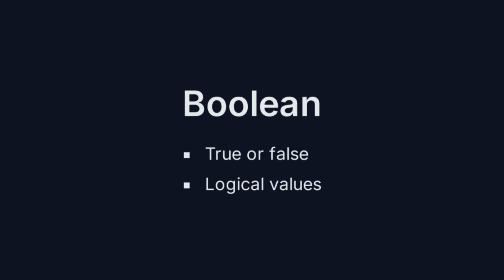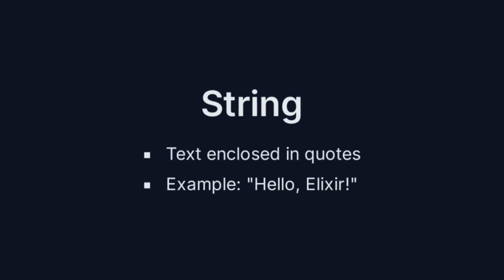Next up is the Boolean data type. Booleans represent true or false values. They are particularly useful in decision-making and conditional operations in your code, where you need to determine the truthfulness of a condition or expression.